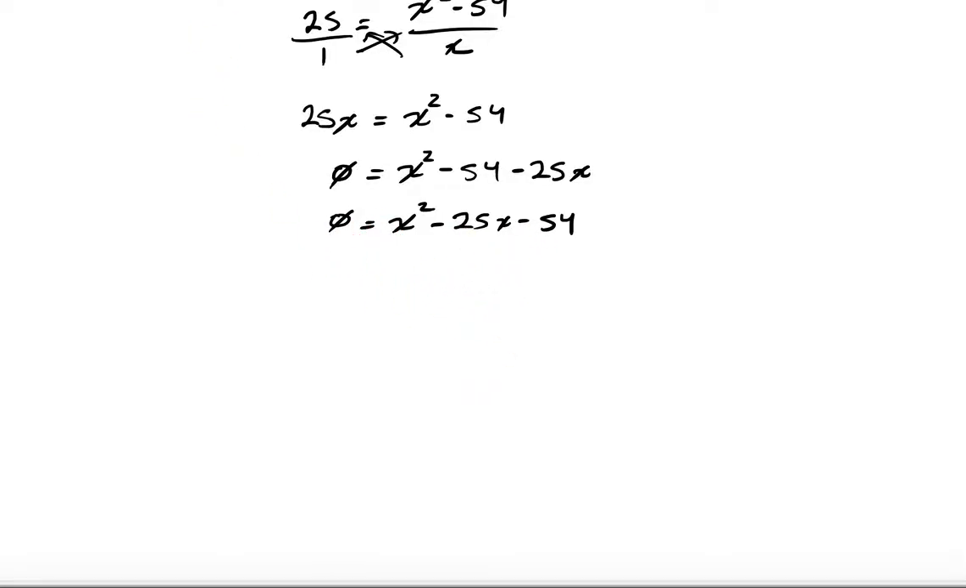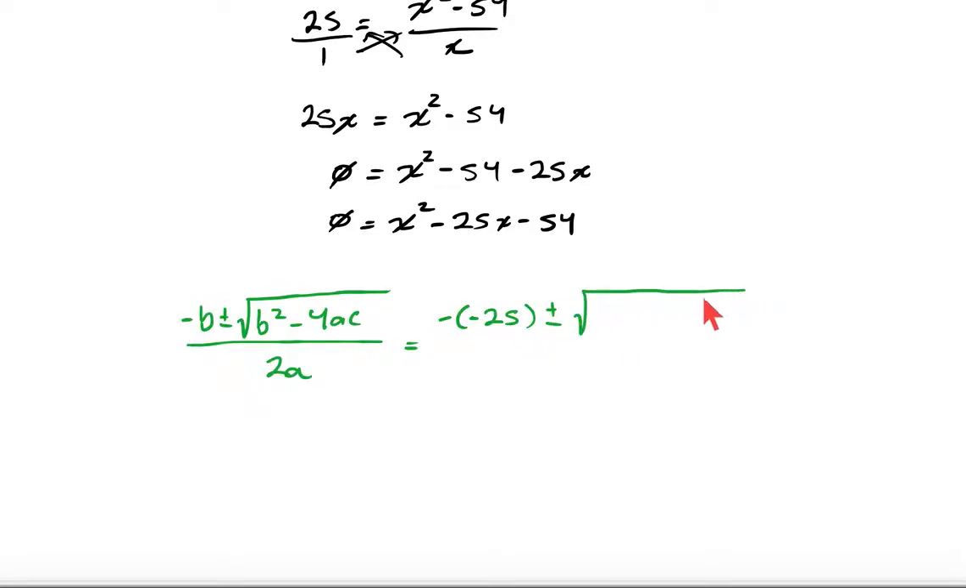So I'm going to do the process negative b plus minus the square root of b squared minus 4ac over 2a to get the two solutions to this. Substituting, that looks like it's going to be negative 25 plus or minus the square root of negative 25 squared, which is going to be 625, minus 4 times a, which is 1, times c, which is negative 54, all over 2 times 1.